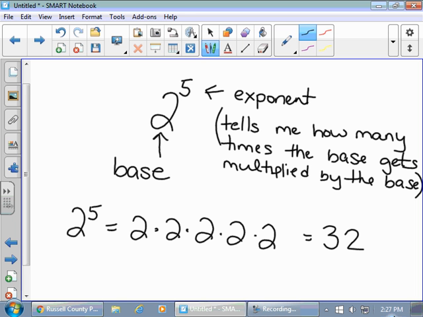That is the biggest mistake even high school kids have. They see those exponents and they automatically quickly think that means 2 times 5. No, that means 2 times 2 times 2 times 2 times 2. Okay?